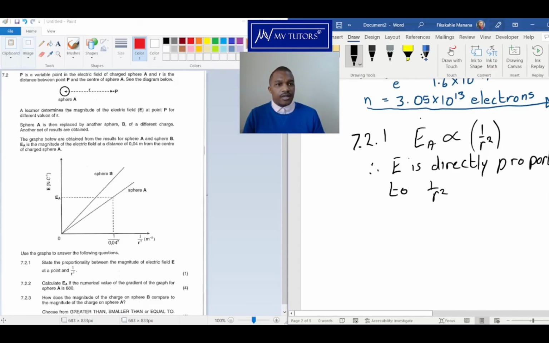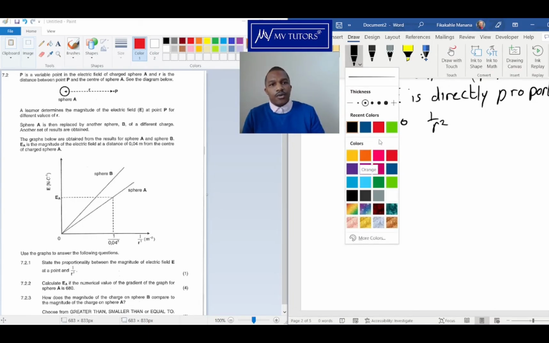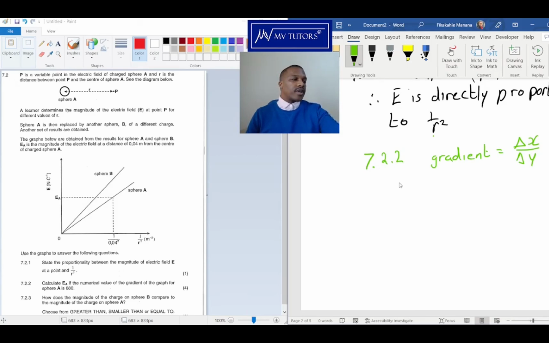Okay, we've got a gradient now. Let's go green. This is now 7.2.2. And then we know that the gradient is equal to the change. Is it change in y over change in x, or x over y? I think it's a change of x over the change of y. We'll leave it like that.